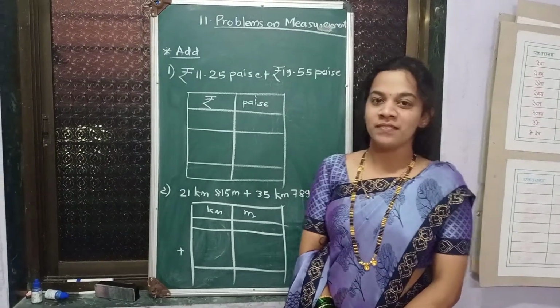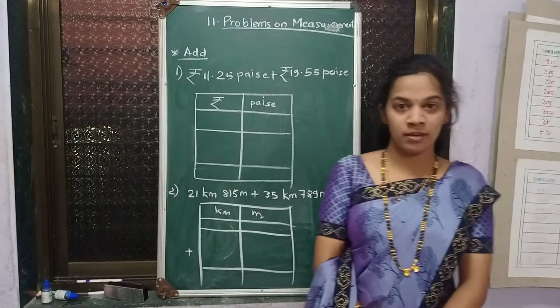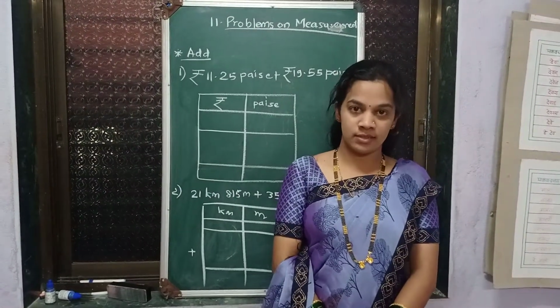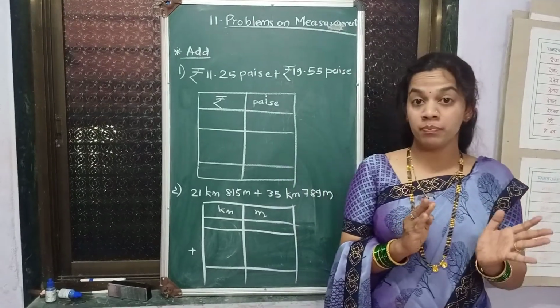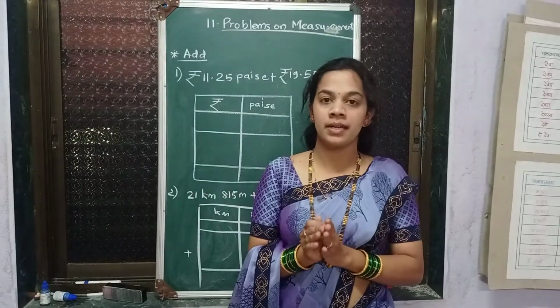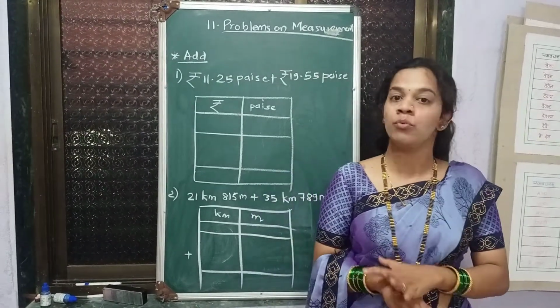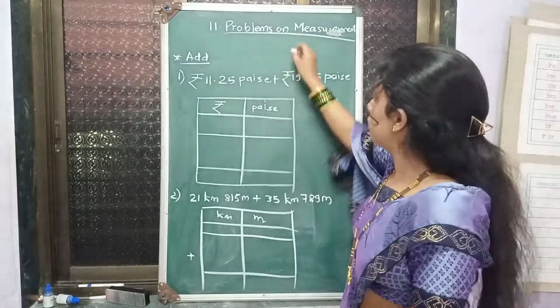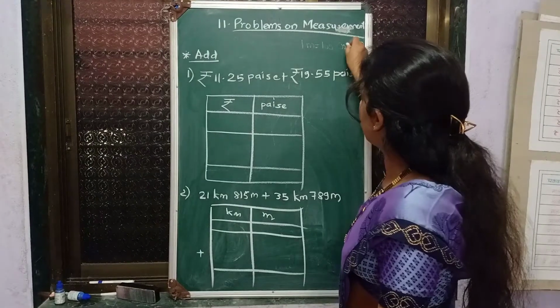So welcome all, we are going to start with a new lesson, that is problems on measurement. Before we start with this lesson, I hope you will be knowing a few concepts based on measurement. For example, if I ask you 1 meter is equal to how many centimeters, you should be knowing the answer. Yes, it is equal to 100 centimeters.